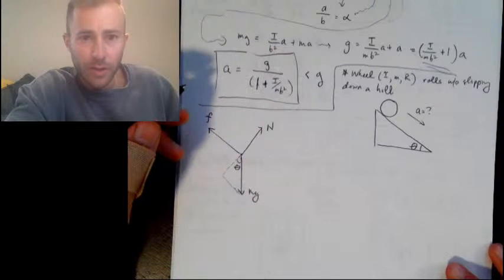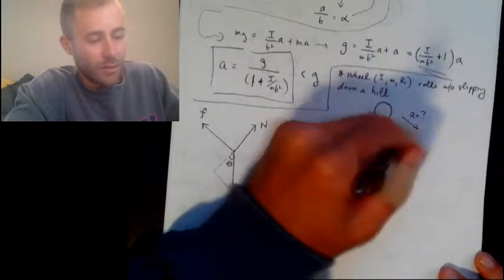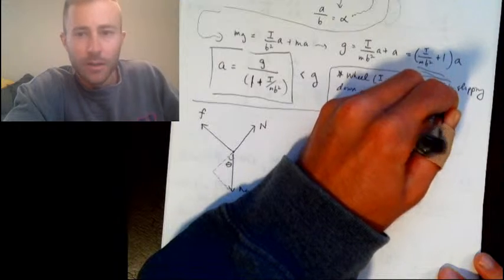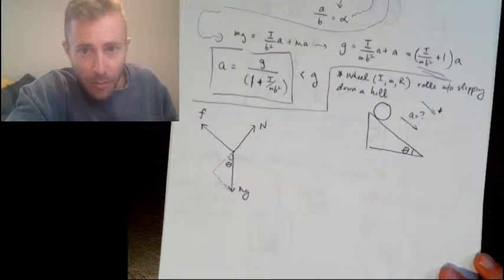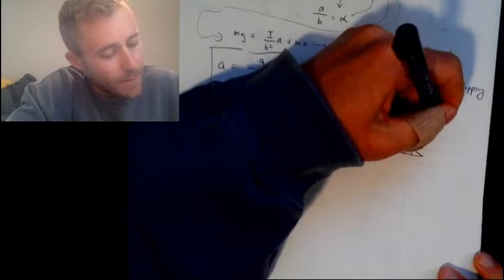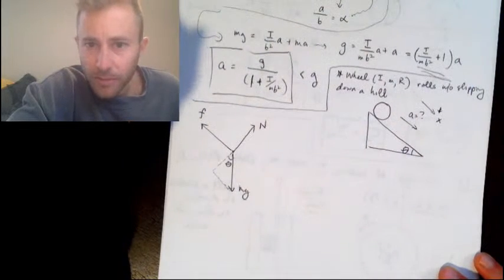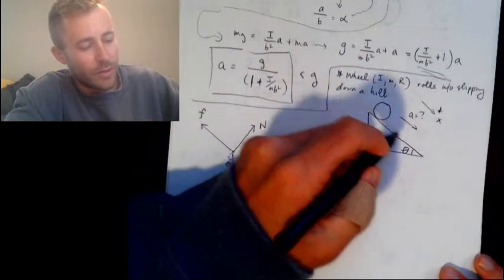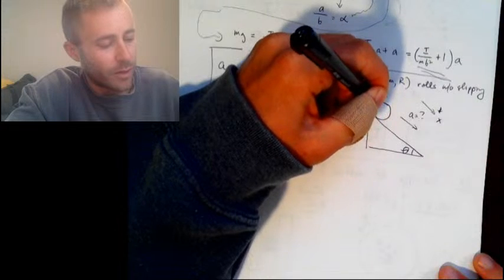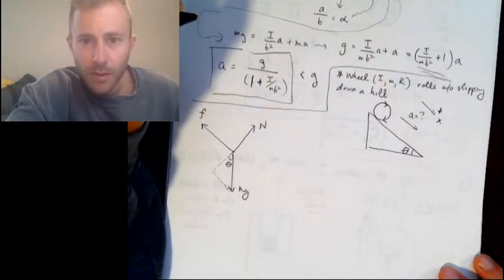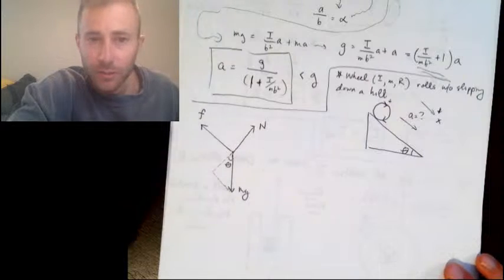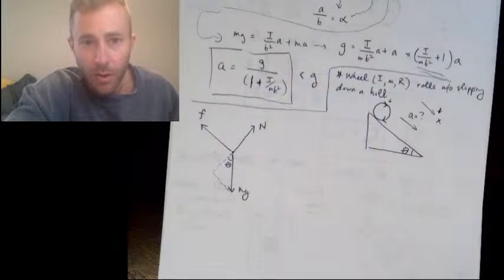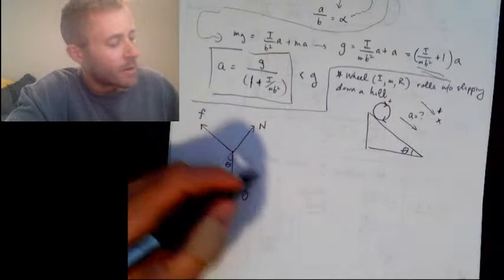So let's go ahead and define our directions here. Because of the way this hill is, we know that the acceleration is going to be that way. So I'm going to call that the positive direction, and I'll call it the x direction in particular. And we can see that if the wheel moves in that direction, it is going to rotate this way. So I'm going to call that the positive sense of rotation. Again, I'm calling the positive sense of rotation clockwise because of the way that we're viewing this.